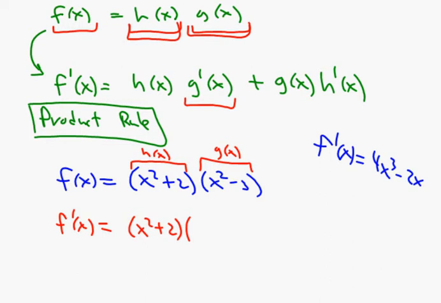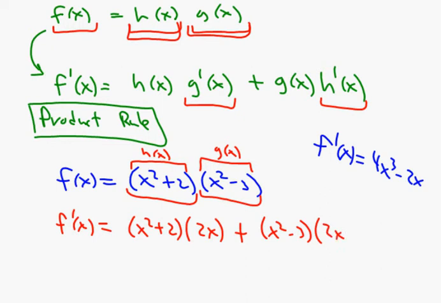So the derivative of the second thing is 2x plus, and then g of x, which is the second function right here, so x squared minus 3 times h of x, or I'm sorry, h prime of x, the derivative of the first function. So we're going to take the derivative of this thing, which is 2x. Let's finish off. Well, this doesn't look like the answer I was expecting yet. Let's do a little simplifying and see what happens.